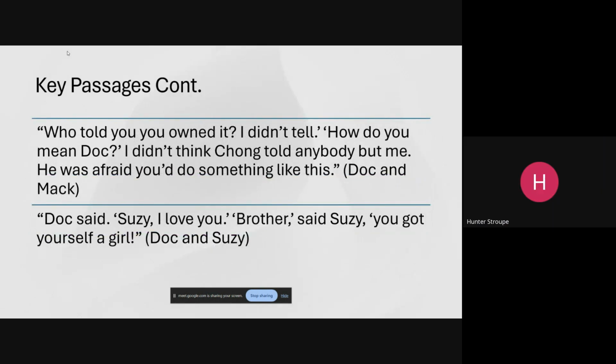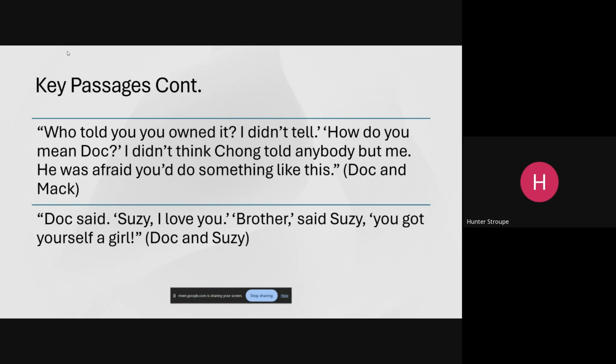For two more key passages, I put, who told you you owned it? I didn't tell. This is Doc talking to Mac. Mac responds with, how do you mean, Doc? And Doc says, I didn't think Lee Chong told anybody but me. He was afraid you guys would do something like this. And this is in reference to shortly after they auction off the Palace Flophouse to Doc. I thought that was a key event in the story, because once the story gets to that point, everything picks up and kind of begins to come into the final stretch.